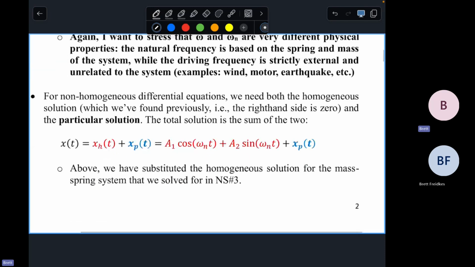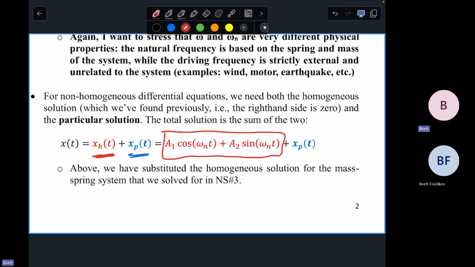So in regard to the total solution to the differential equation, we add the homogeneous and the particular together, where the homogeneous is what we derived in the earlier note sets. That was when we assumed the solution for x of t. We saw that there were three ways to represent that. You can represent that like I have on the board here, where you have the sum of a cosine wave and a sine wave with different amplitudes.